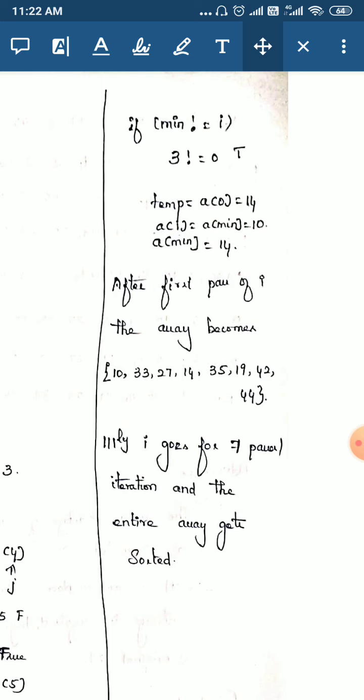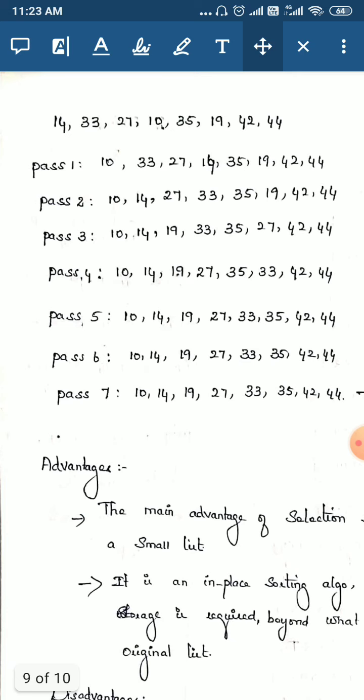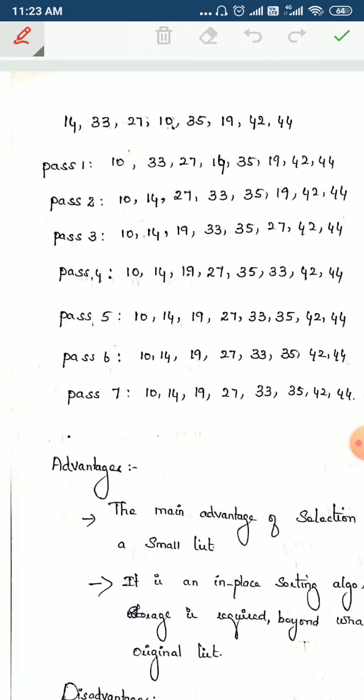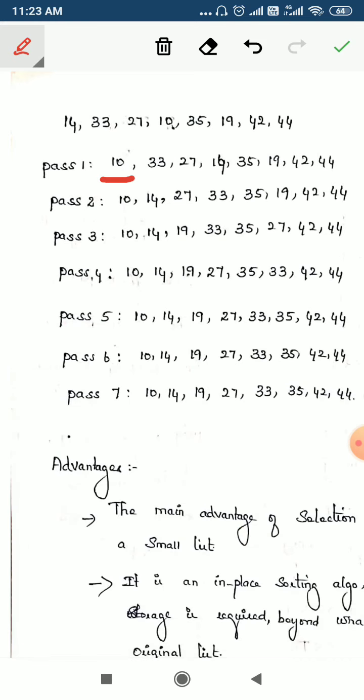Similarly, for the remaining 6 iterations of i will be conducted, and finally the elements are sorted, right? Here is our full pass. So after the first pass, 10 is moved into the correct location in this ordered array, right? So after this, 14 is here.